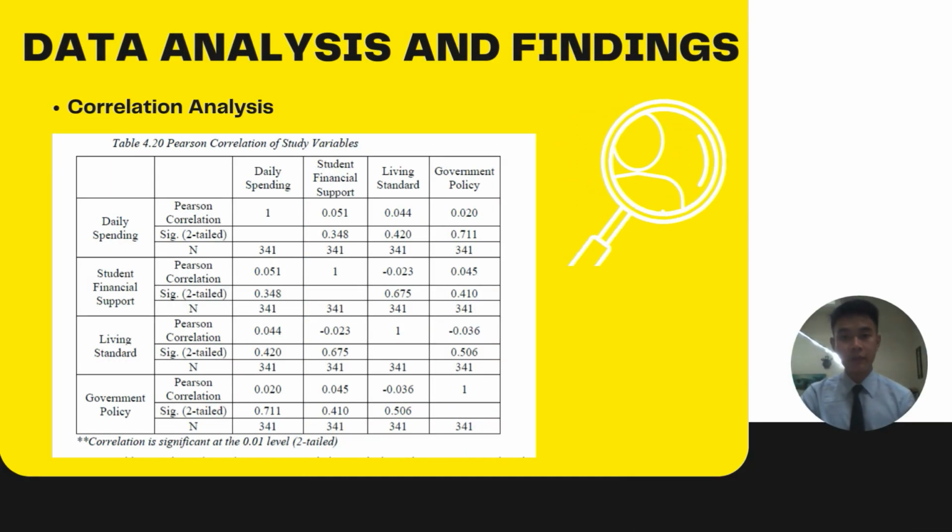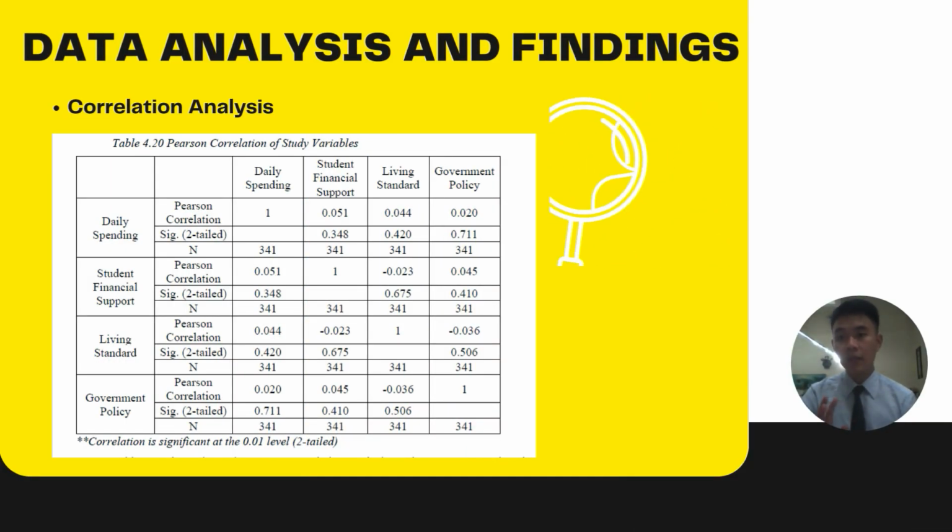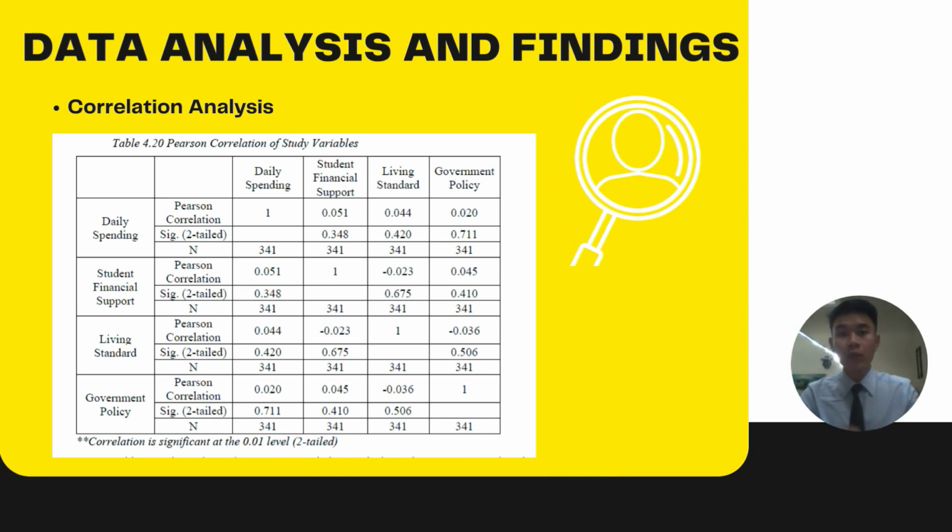The third variable is living standard. It has a positive relationship and no significant relationship between variables with daily spending, where the p-value is greater than 0.05 and the correlation value is 0.044. The last variable is government policy. The correlation result shows there is no significant relationship between variables, and it has a positive relationship with daily spending and student financial support, where the p-values are higher than 0.05 and the correlation values are 0.020 and 0.045 respectively.